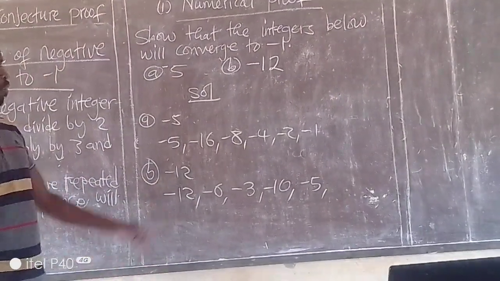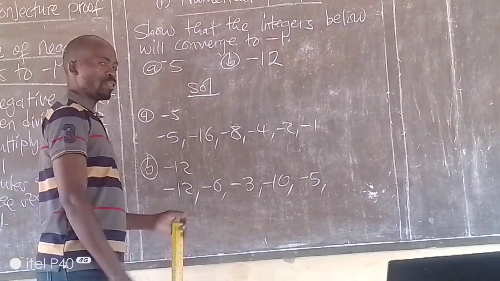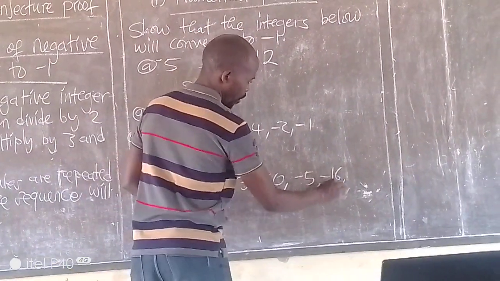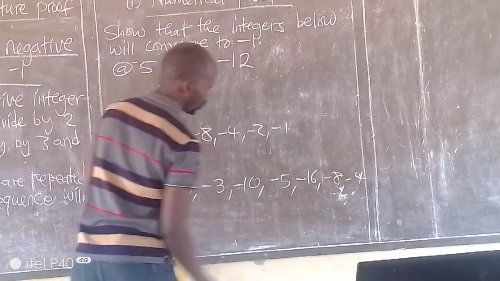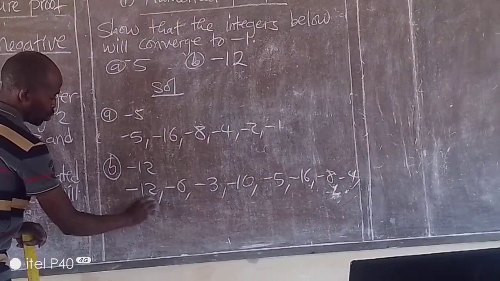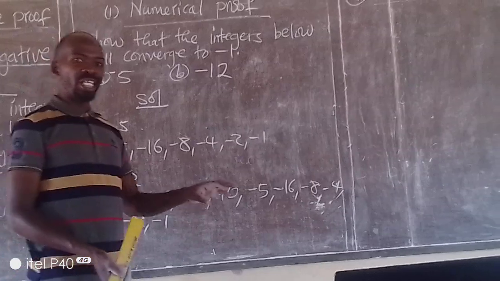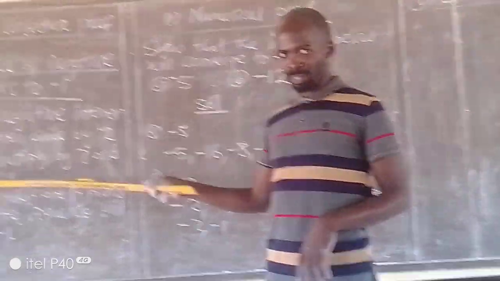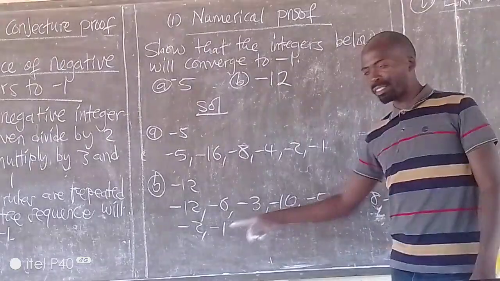Negative 5 will catch up with all these terms which are here. So negative 5 multiplied by 3, subtract 1, negative 16. This is even, we will have negative 8, this is even, we have negative 4. And that is even, we have negative 2, and finally we have negative 1. So, using negative integers with these rules, the sequence is expected to converge at negative 1.